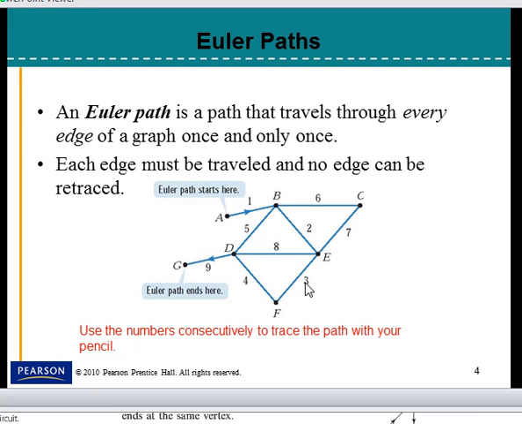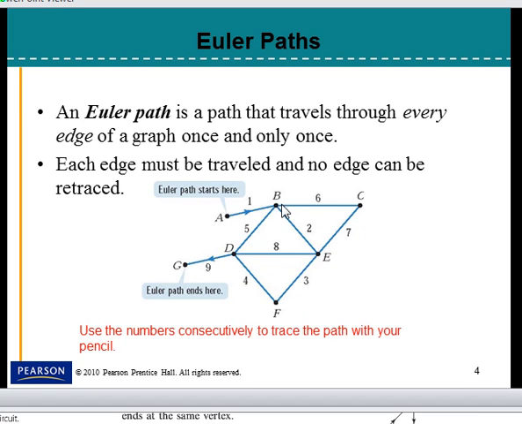So this is number 3, the 3rd edge. And then we haven't gone over any, so we're good so far. We haven't retraced any edges. And then for our 4th edge, we're going from F to D. And then for our 5th edge, we're going from D to B. So far we haven't traced any edges that we've already gone over. And then for 6, we're going from B to C.